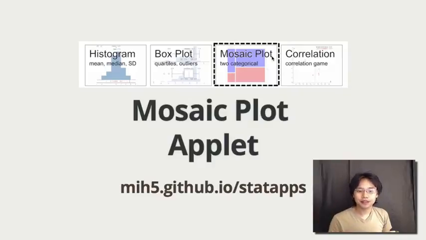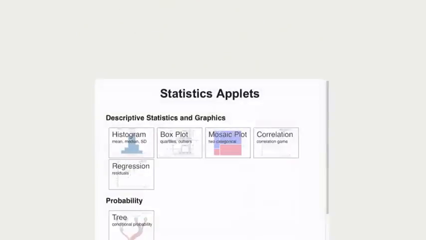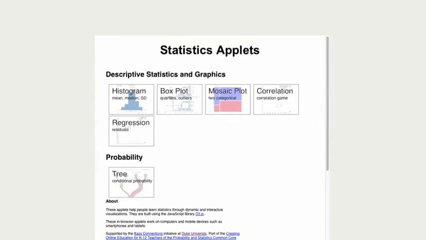Hi, this is Mal. This video is about the Mosaic plot applet, which is a little fun because it's a game. I'll show you how to play this game and ways we can use this applet to learn about marginal and conditional distributions. You can find the applet here.